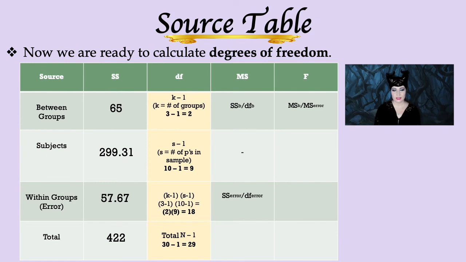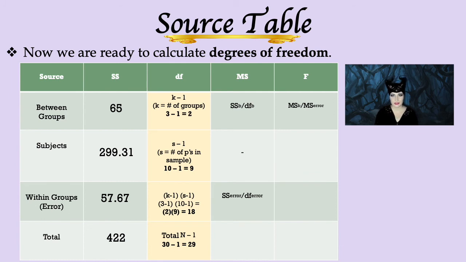Let's move over to the degrees of freedom column. We have k minus 1 represents the number of groups. We have 3 different time periods: before, immediately after, and 6 months after, so 3 minus 1 gives us 2. For degrees of freedom subjects, we have s minus 1. S represents the number of people within each group, and so that is 10. 10 minus 1 gives us 9.